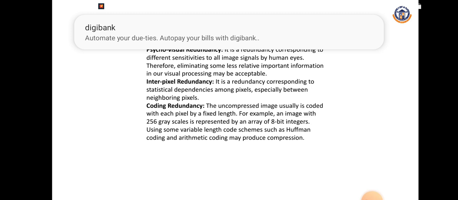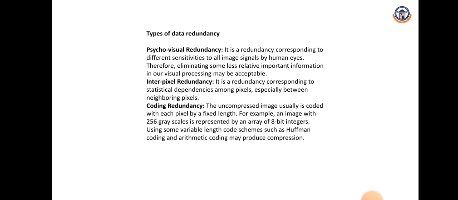What is coding redundancy? Coding redundancy means the uncompressed image is usually coded with each pixel by a fixed length. For example, an image with 256 grayscale levels is represented by an array of 8-bit integers. Using some variable length code schemes such as Huffman coding and arithmetic coding, in coding redundancy we use Huffman coding, variable length coding and arithmetic coding for producing compression. Thank you.